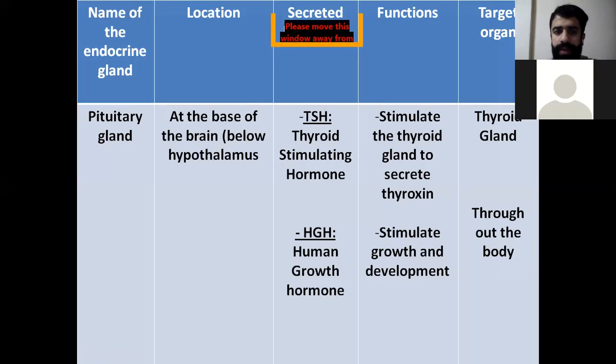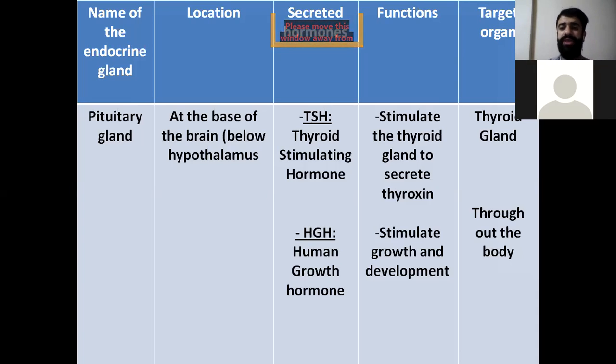As we said before, pituitary gland is located at the base of the brain below the hypothalamus. It secretes two hormones. One of these hormones is called thyroid stimulating hormone, and the second one is called human growth hormone. Thyroid stimulating hormone stimulates the thyroid gland to secrete the hormone thyroxine. So from its name, TSH, thyroid stimulating hormone. What does it do? It stimulates the thyroid gland to secrete the hormone thyroxine.